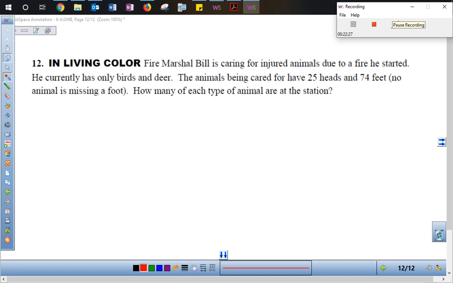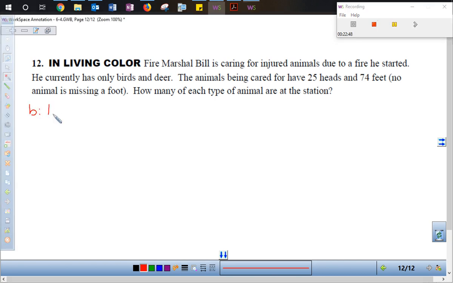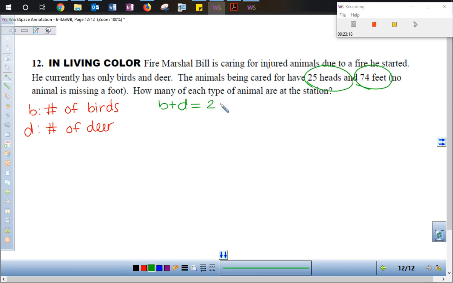So we've got birds and deer. I'm going to let B represent the number of birds, and I'm going to let D represent the number of deer. Now this one's a little tricky because they only gave us two numbers, 25 heads and 74 feet. Each animal is only going to have one head. So that should mean there are 25 animals all together, which means the number of birds plus the number of deer is going to equal 25.